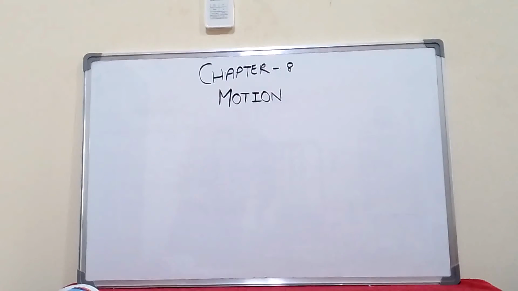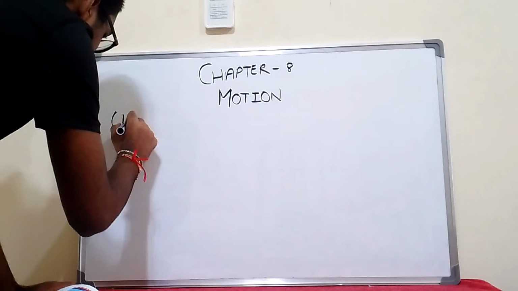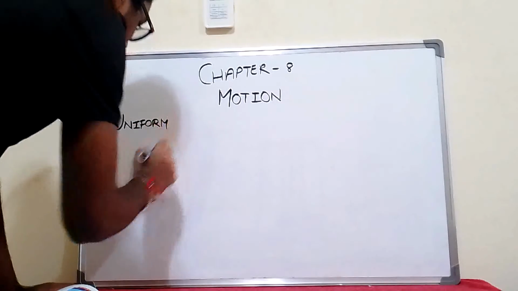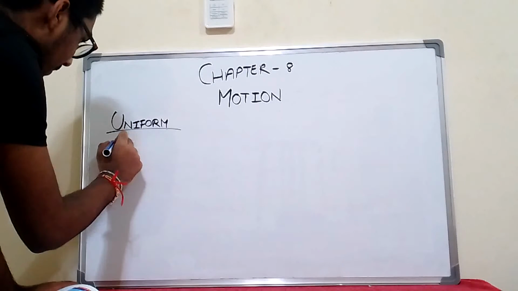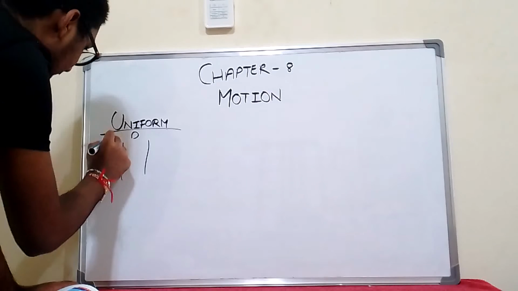Okay, let's see what is uniform motion. Uniform motion is when an object covers equal distance in equal intervals of time. For example, when we talk about uniform motion, we can see an example here. A car is moving, and here we'll be writing the distance, and here we'll be writing the time.